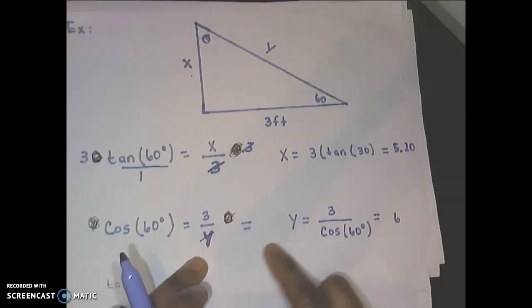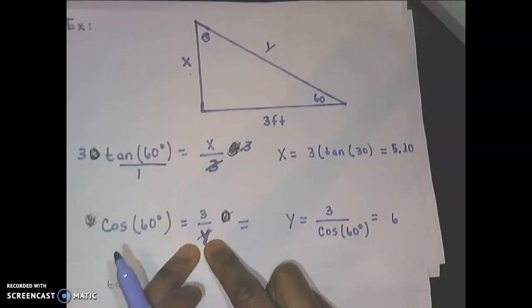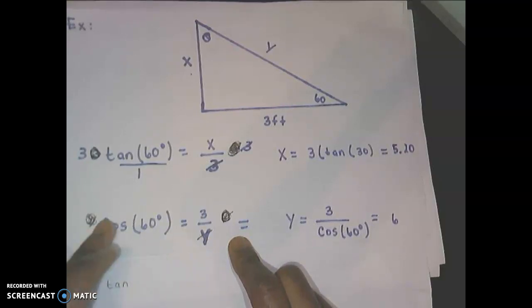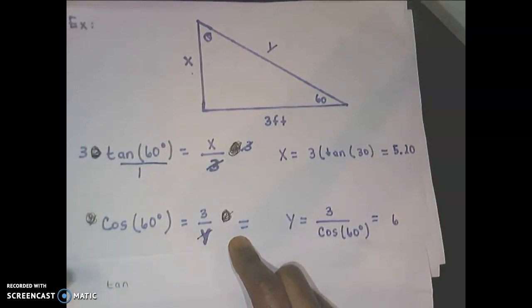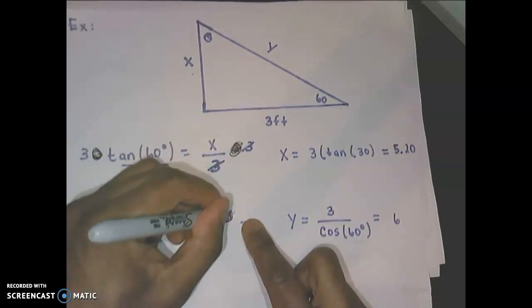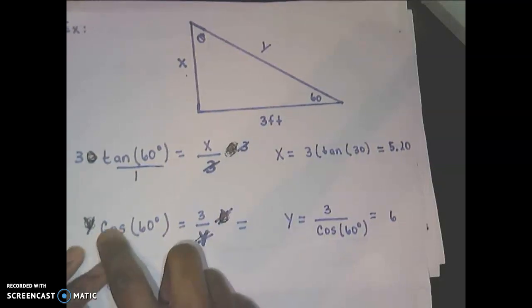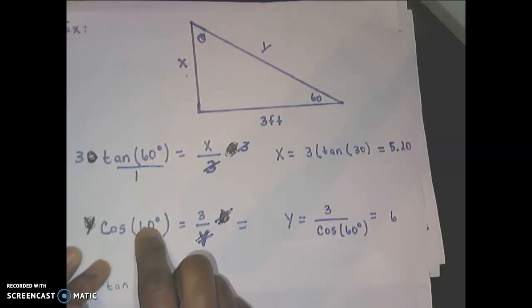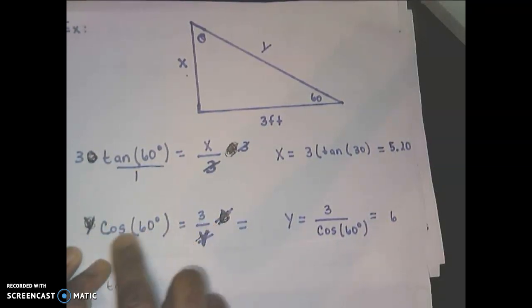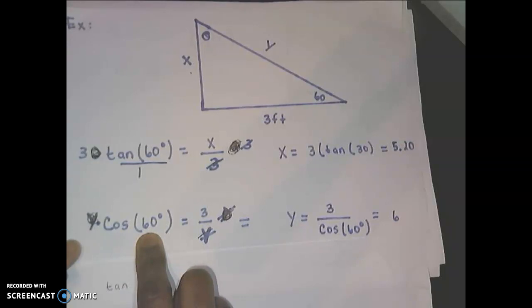And so this time we need to get y by itself. Here we needed to get x by itself. So in order to get y by itself, we're going to cross multiply both sides by y. So we get y here and y here, but these y's are going to cancel out, leaving us with y times the cosine of 60 is equal to 3. Now I want to get y by myself, so since this is multiplication, I'm going to have to divide both sides by the cosine of 60.